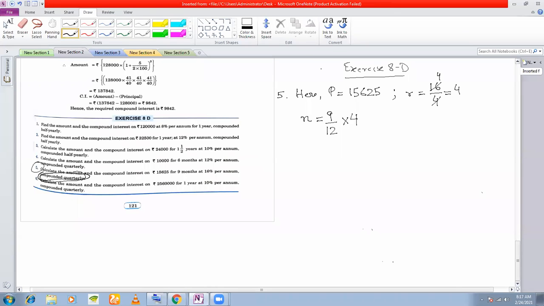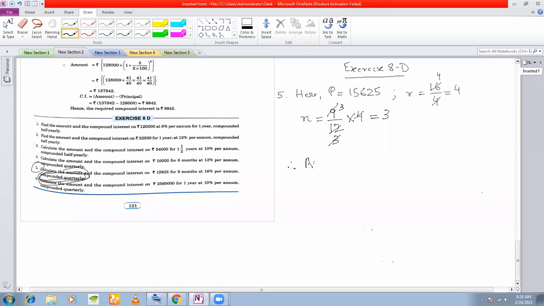Can you explain once more this time one? Time here is 9 months. So first you express 9 months in years. This is 9 by 12 years, right? Isn't it? Yes, sir. And when interest is compounded quarterly, you know that the time must be multiplied by 4, isn't it? So that is how we get the time. Now it will cancel. So you're getting n is equal to 3.